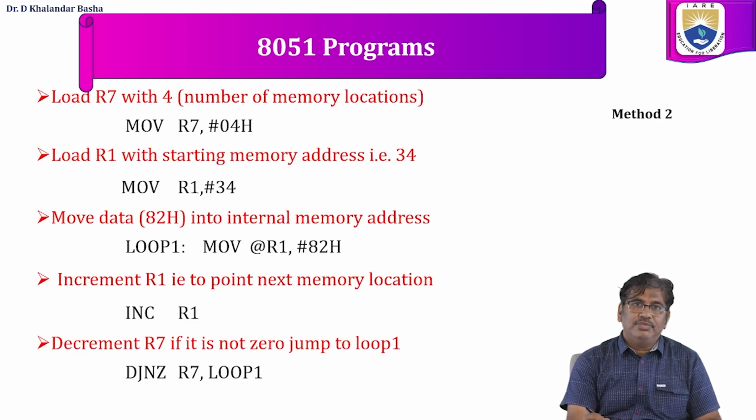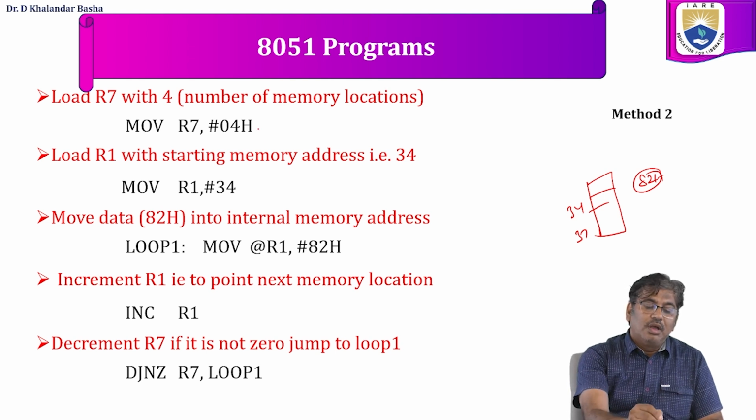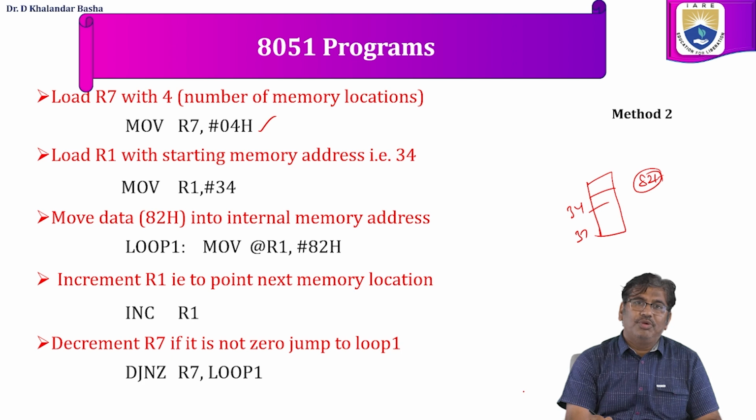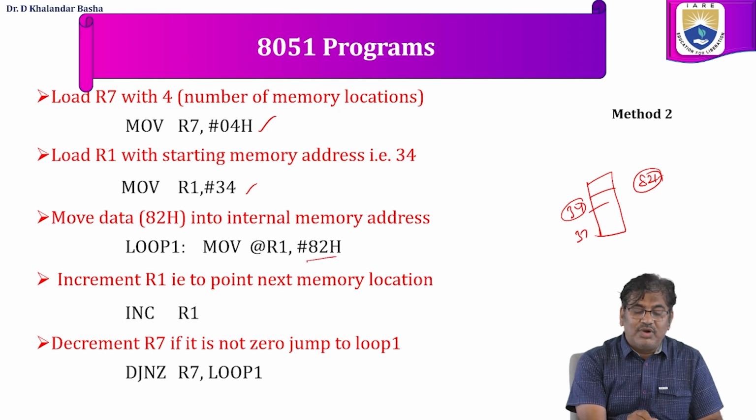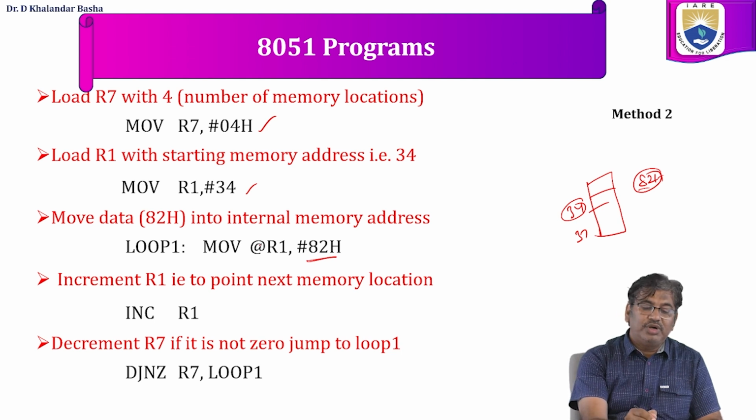Next, the same program, where we want to copy the data 82H to locations 34 through 37. But here we are not using the push instruction, so we update without stack memory. First, we load R7 with the number of memory locations, MOV R7, #04H. The starting address of the memory location is loaded into the R1 register. Next, whatever data you want to copy is passed as immediate data, so 82H will be loaded into the memory location.